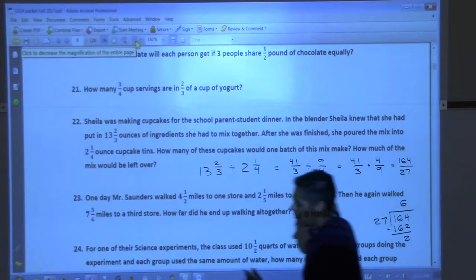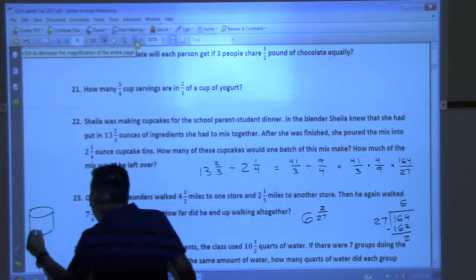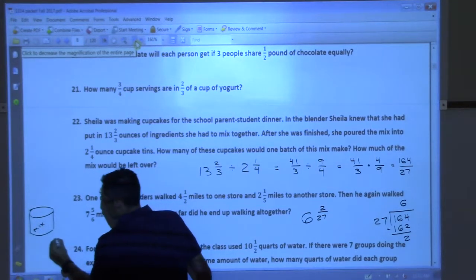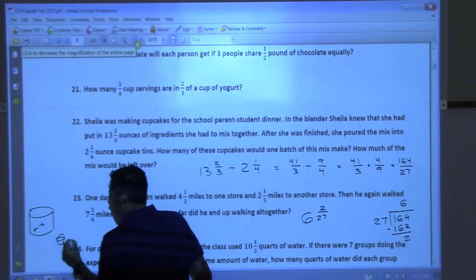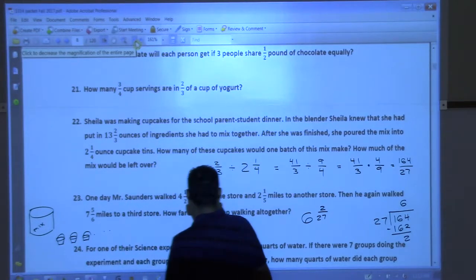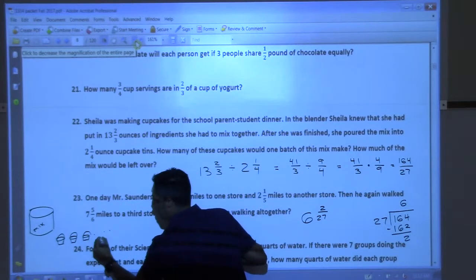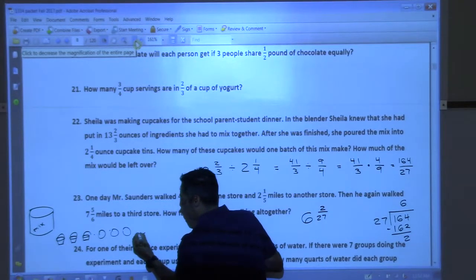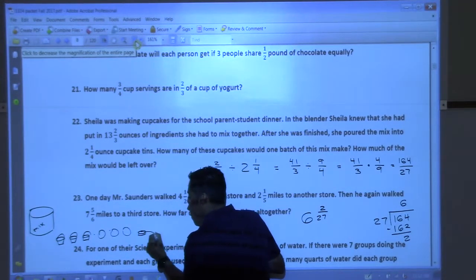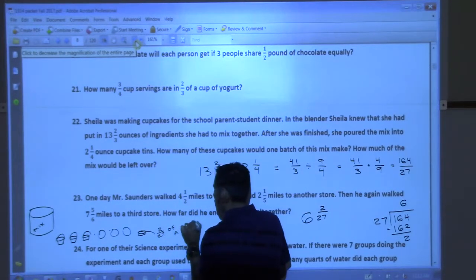So think of it this way. You had this batch of mix, right? So this is your mix. And then you start making little cupcakes out of this, right? Here's a little cupcake. I know, it's beautiful, isn't it? So there's another cupcake. You got all these little cupcakes, right? And how many can you make? 6 and 2/27. So what you have is 6 of these, right? 1, 2, 3, 4, 5, 6. And then you've got not enough to make a whole other cupcake. This is 2/27 of a cupcake left over.